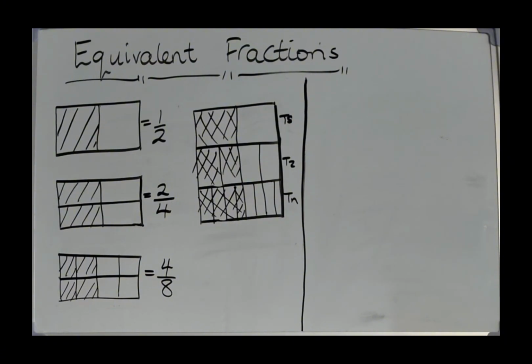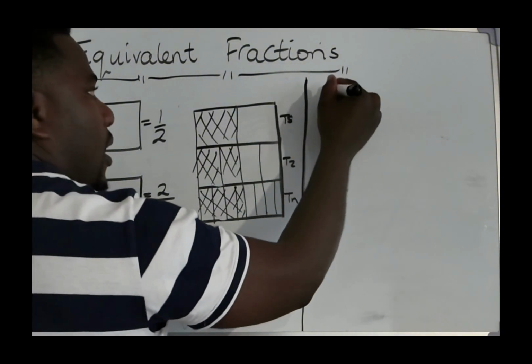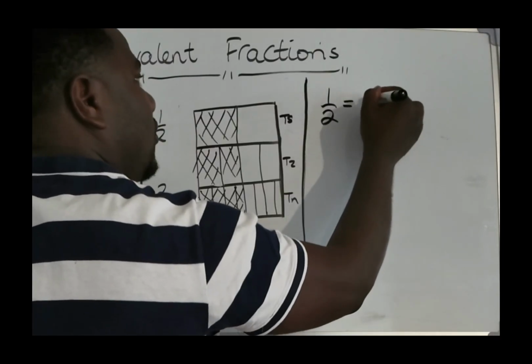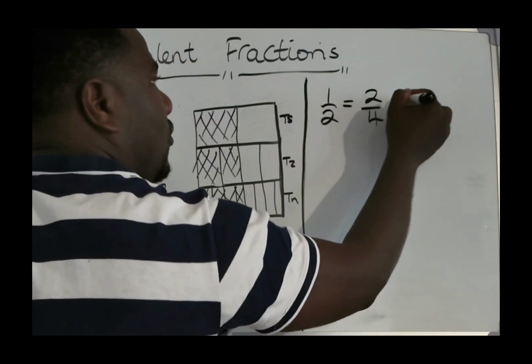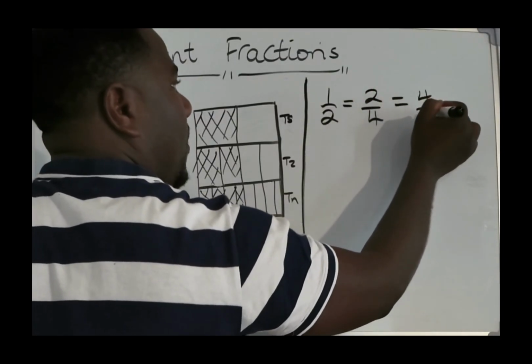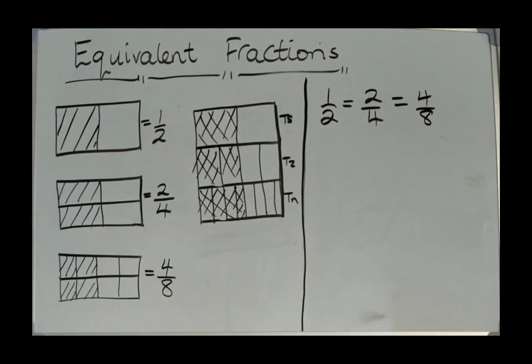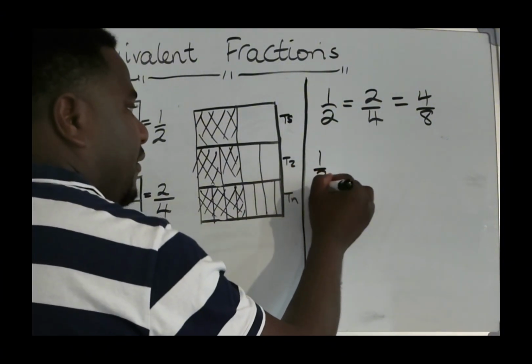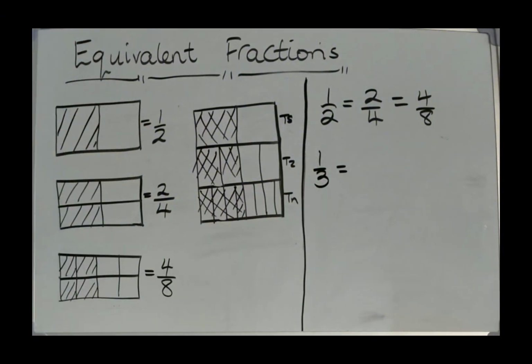So what does this mean? We will then say 1 over 2, which is equal to a half, is equivalent to 2 over 4, which is also equivalent to 4 over 8. And the list goes on and on and on. Right. But then sometimes you'll be given just a fraction to find the equivalent fractions without being given a diagram. For example, let's find an equivalent fraction for 1/3, right?